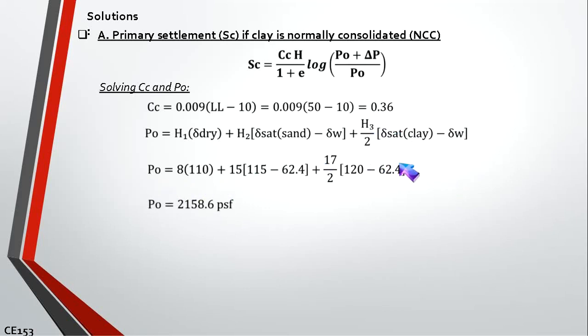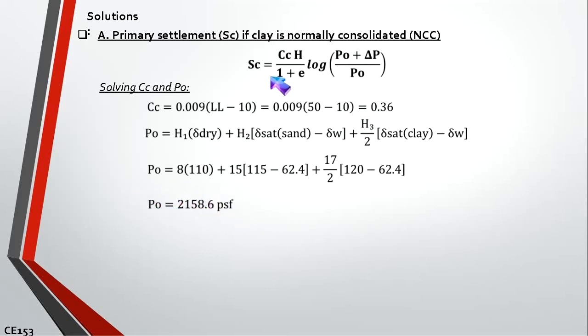So, substituting this and solving this using your calculator, yung ating effective pressure at the midpoint of our layer where settlement is occurred is 2,158.6 pounds per square feet. So, ito yung magiging effective pressure natin.